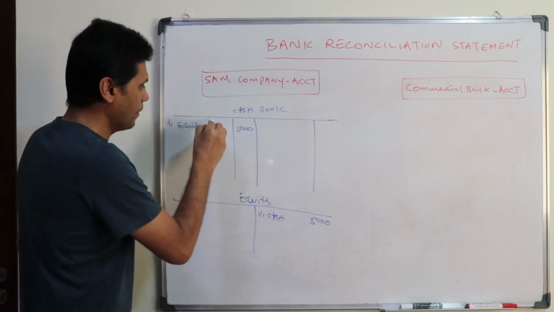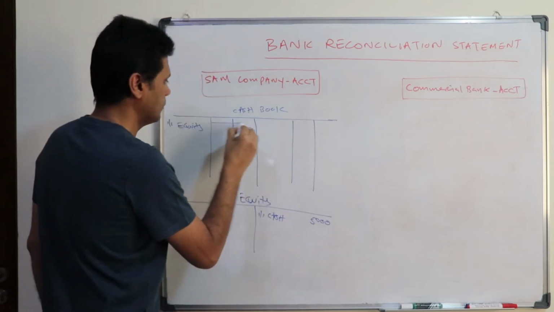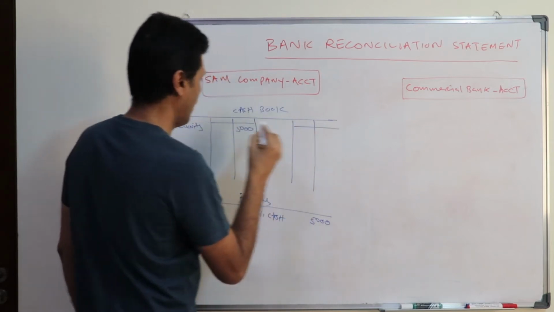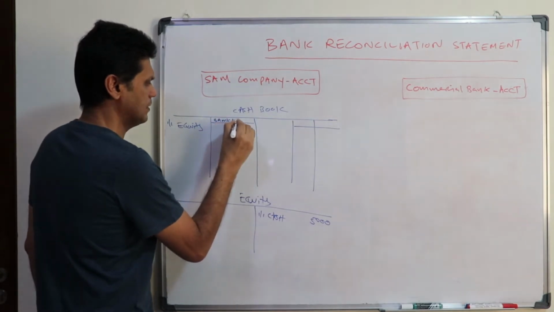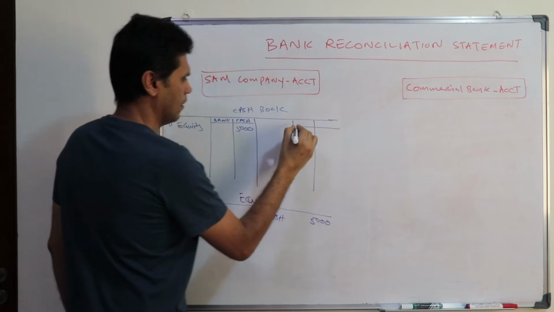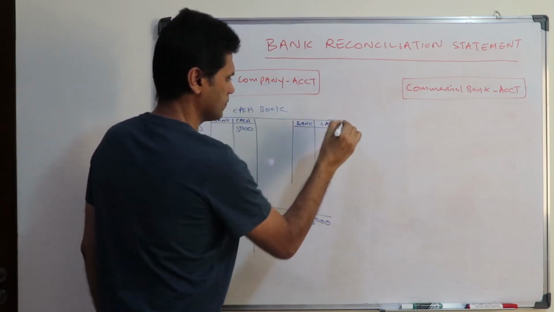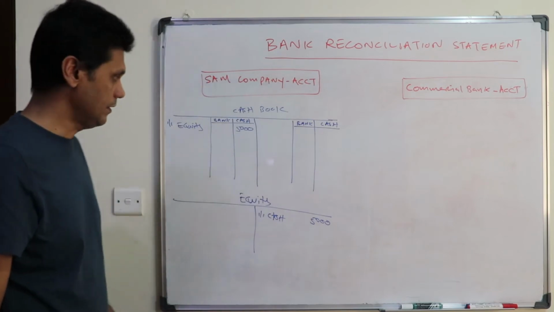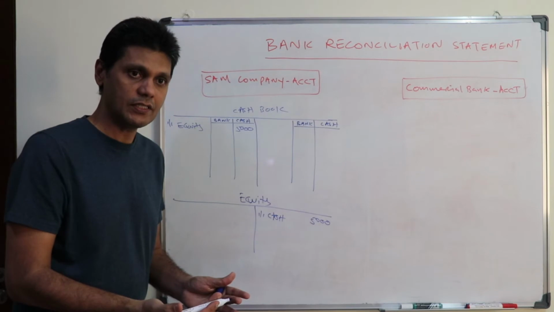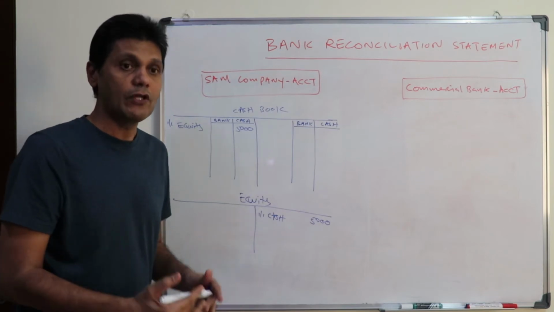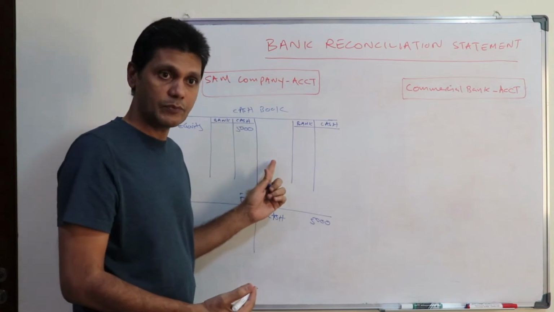So you need to open a bank column, isn't it? We'll open two columns: one for cash, the other for bank. This is the bank column and this is the cash column. Clear? So what is the transaction? How much has he deposited? 3,000. So when he deposits 3,000, how will he record it in the cash book?